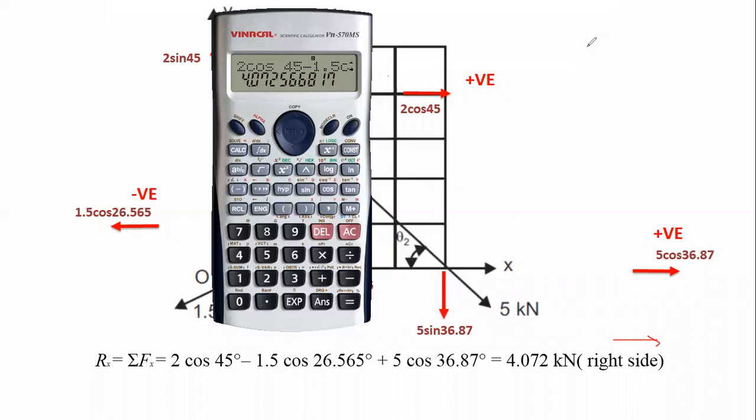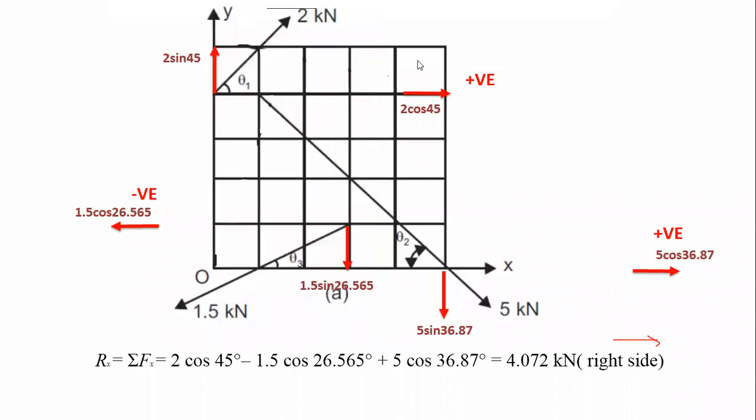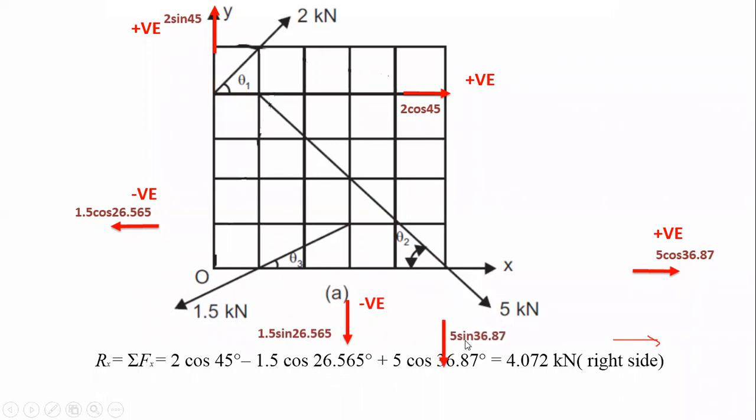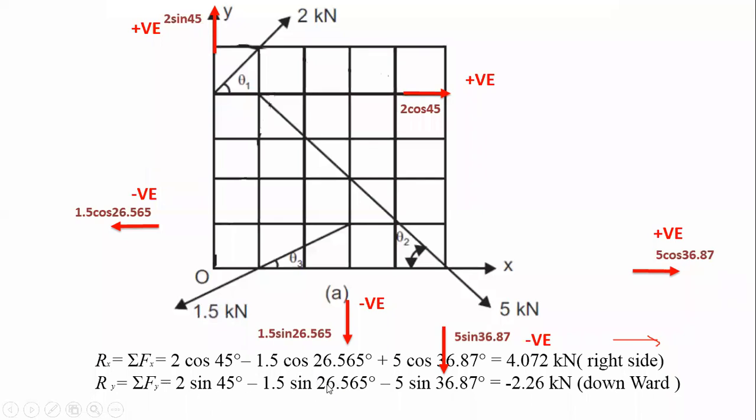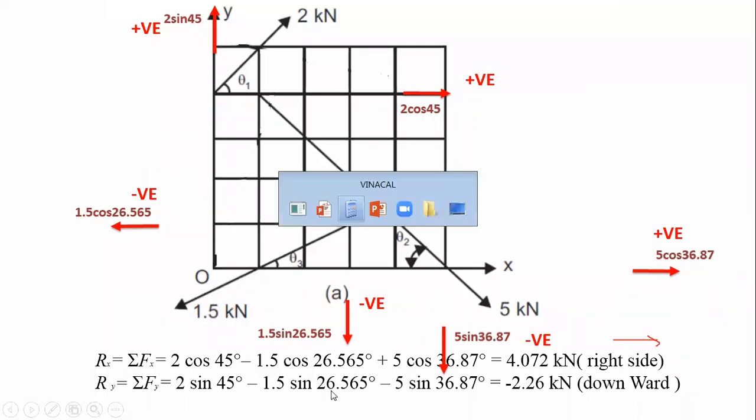Summation fx. Now similarly, what we have to find out, summation fy. Now this force 2 sin 45 going vertically upward, that's why it is positive. This 1.5 sin 26.56 going downward, that's why negative. And this 5 sin 36.87 going downward, that's why it is also negative. Now write it down, summation fy. Now make the calculation.